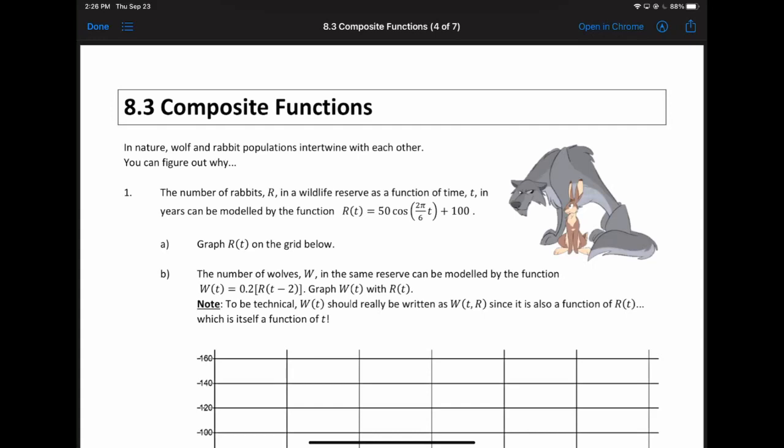But anyway, going back to our math problem, today we're going to look at these wolf and rabbit populations and how they relate to each other. The first thing we'll look at is the rabbit population, which we'll call R at t, the number of rabbits at time t, where t is in years, and it's modeled by this function, R at t equals 50 cos of 2 pi over 6 t, plus 100. So hopefully it wasn't that long ago that we covered trig functions. You remember a little bit about how to do them.